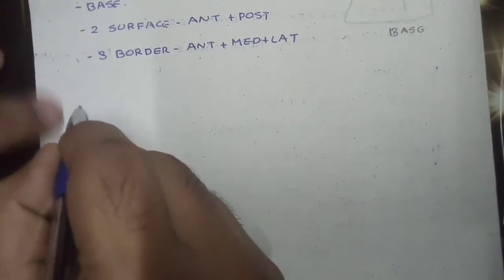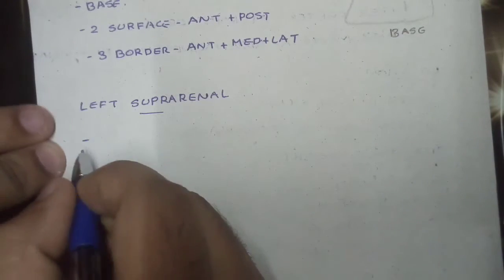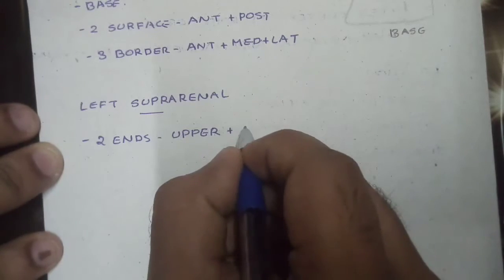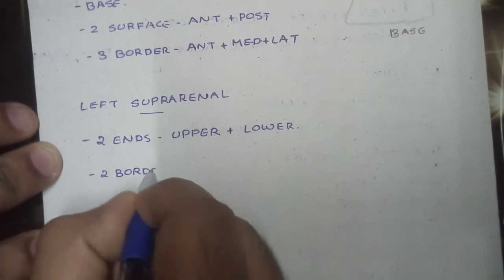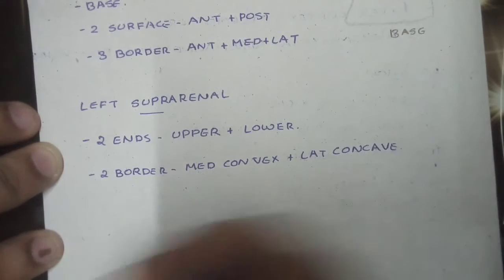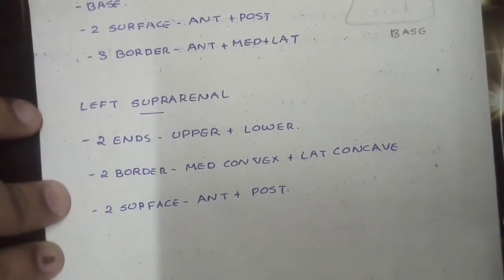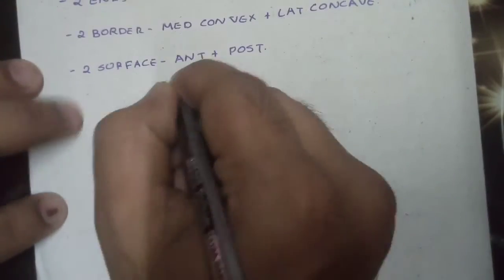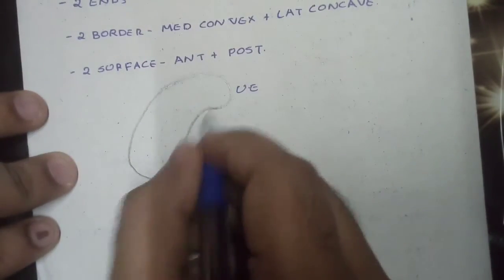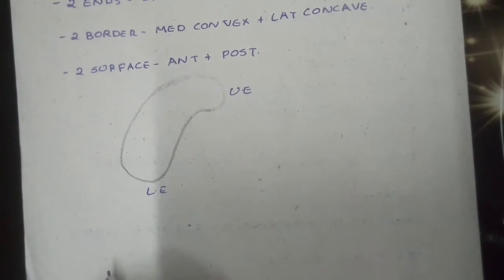Now for the left suprarenal gland, which is semilunar in shape, it has two ends, an upper or narrower end and a lower or rounded end, two borders, a medial convex and a lateral concave border, and two surfaces, anterior and posterior. Before we compare, we need to look at the diagram, where the upper end and the posterior, medial, lateral and anterior surfaces can be imagined.